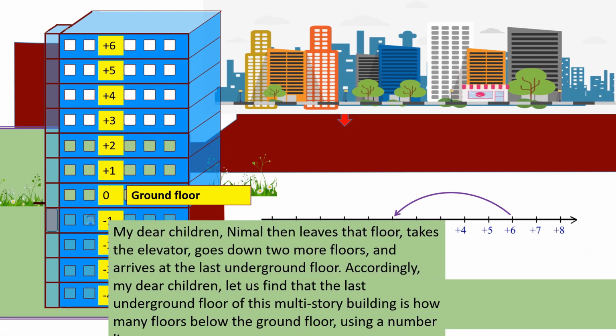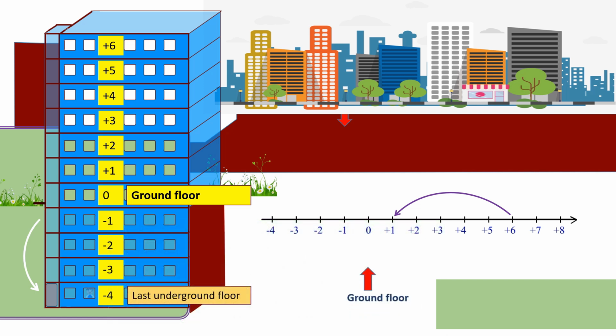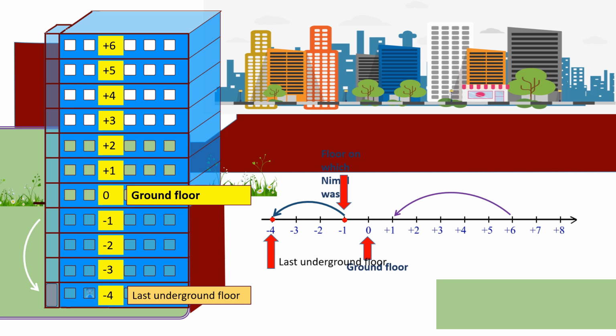My dear children, Nimal then leaves that floor, takes the elevator, goes down 2 more floors and arrives at the last underground floor. Accordingly, my dear children, let us find how many floors below the ground floor is the last underground floor of this multi-story building using a number line. First, let's mark on the number line the floor where Nimal is as -1 like this. Then, accordingly, let us mark the number of floors Nimal is going down the number line 2 units towards the left. Accordingly, since he went 2 floors down from floor -1, the last underground floor is floor -3.